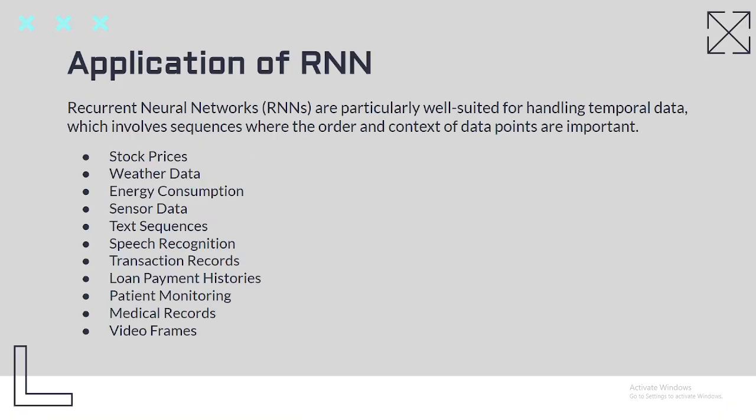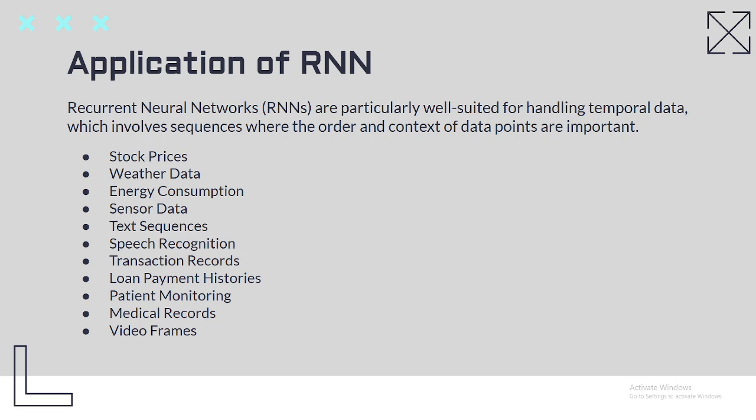Applications of recurrent neural networks. Recurrent neural networks shine brightest when working with data that unfolds through a time sequence, where order, timing, and memory matter. They are designed to capture patterns and dependencies across time steps, which makes them ideal for a wide range of real-world applications. In finance, recurrent neural networks are used to model stock prices, transaction records, and loan payment histories, learning from past trends and predicting future movements.